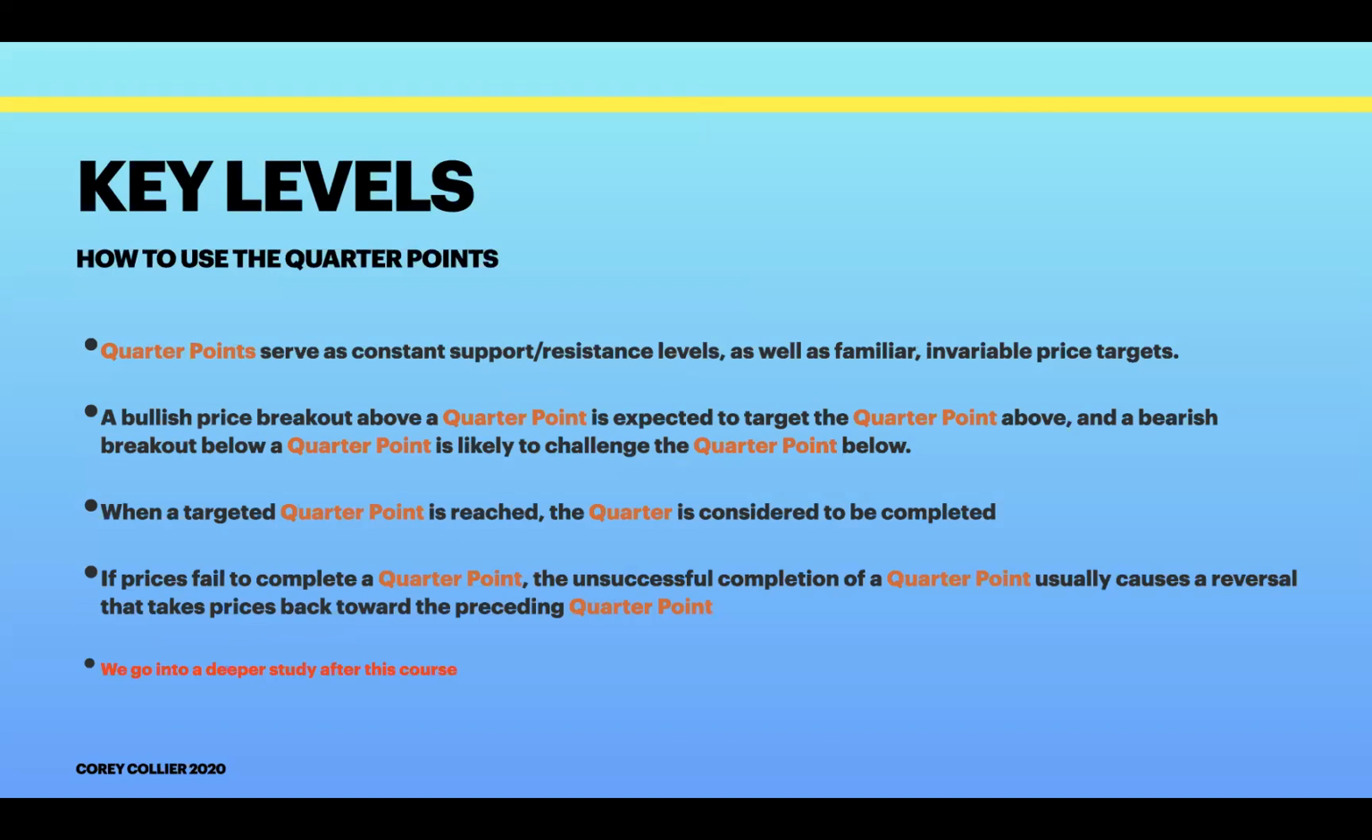A bullish breakout above a quarter point is expected to target the next quarter point above, and a bearish breakout below a quarter point is likely to challenge the quarter point below. When a targeted quarter point is reached, the quarter is considered completed. If price fails to complete a quarter point, the unsuccessful completion usually causes a reversal that takes price back towards the preceding quarter point. Okay, and we'll go into a deeper study of this whole theory, or all the theories actually, after this course. All right, we're not going to do a live session, but I'll release them as videos that you guys can study.